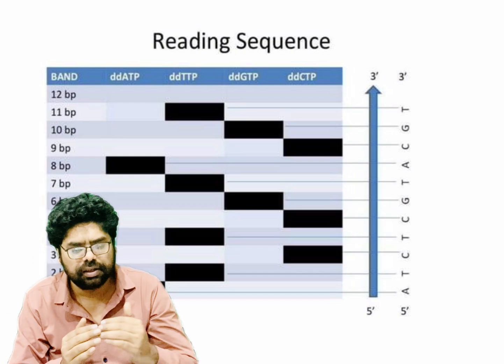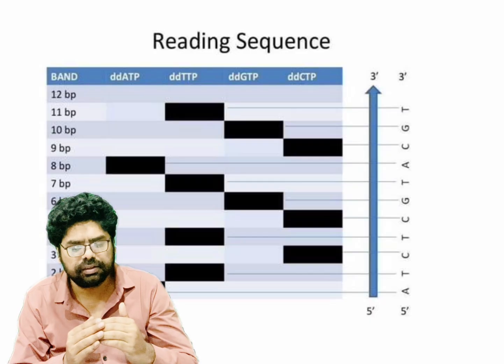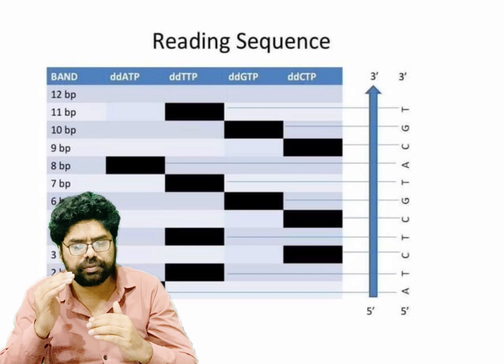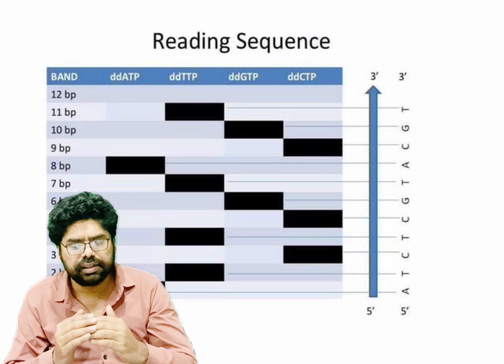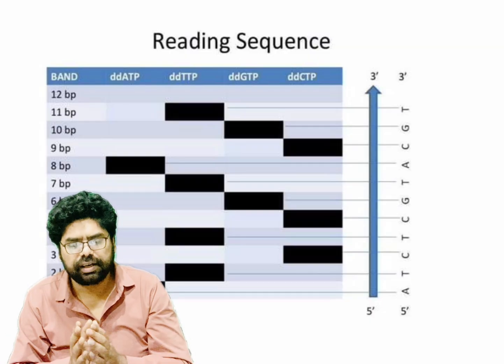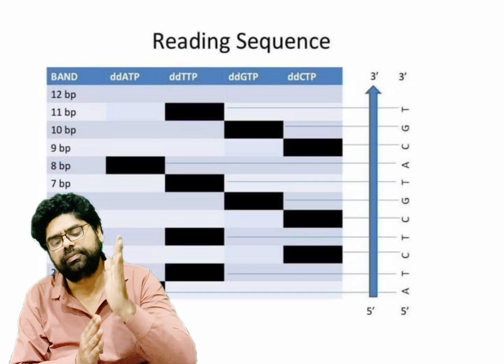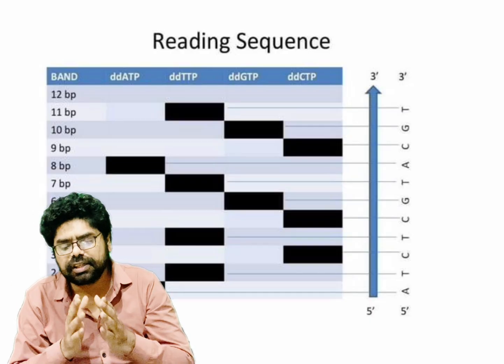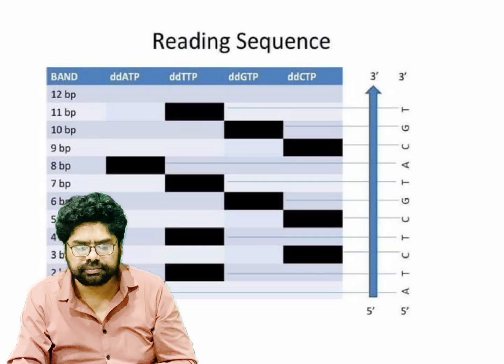Suppose we first encounter ddATP at the lower part, then we keep it at the 5' end. Then again we encounter one ddTTP, so we keep it in the second position, and likewise we go from 5' to 3'. And the template strand will be just complementary to this strand. So this is how we read the Sanger sequence in the gel.